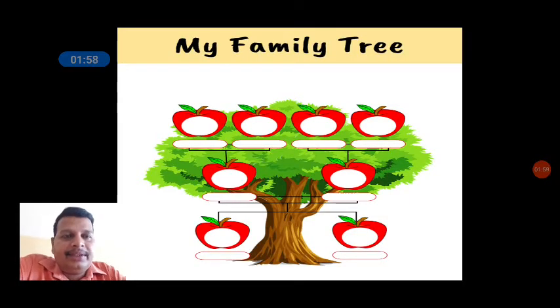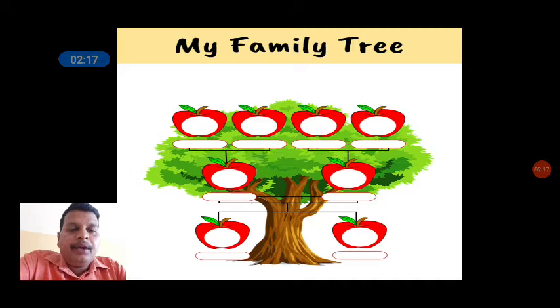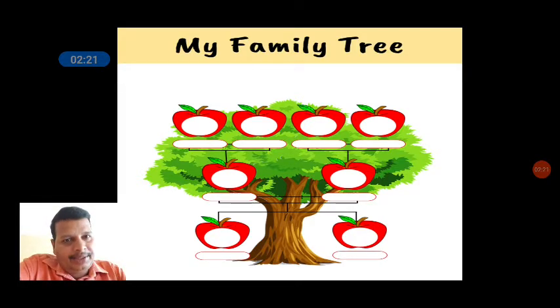Here is an activity for you, children. Draw a picture of your family tree. Here in the below, two apples are there. From the root, how the tree grows with the root, we are also from the root. That root is our grandparents. So, write the names of your grandparents. If you have a picture of your grandparents and parents, please stick it here.